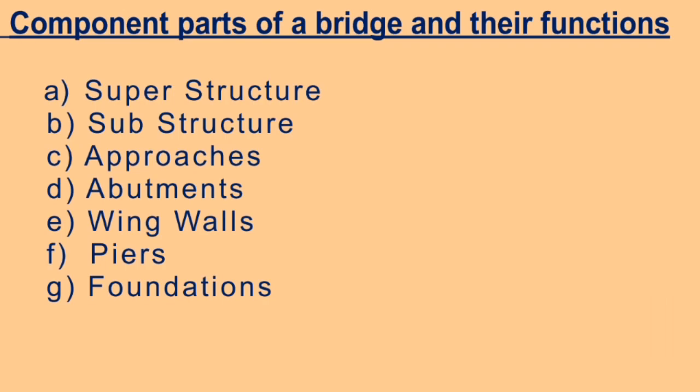Piers. The intermediate supports of a bridge superstructure are known as piers. In very long arched bridges, some of the intermediate supports are made up of thicker section, which are known as abutment piers. The following are the functions of piers in a bridge: to take and transfer the load from the bridge superstructure to the subsoil lying underneath through their foundations, to divide the length of the bridge into a suitable number of spans. Last one, foundations. The lowermost part of the bridge superstructure is called foundation.